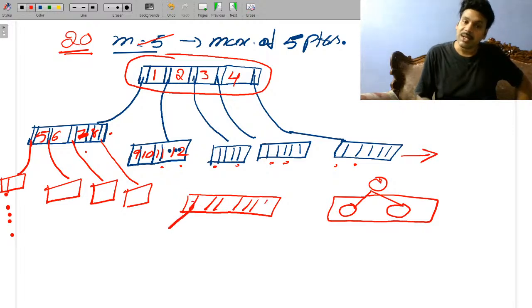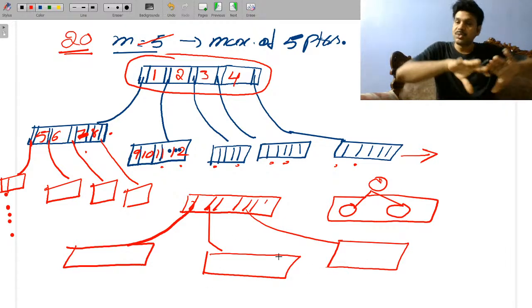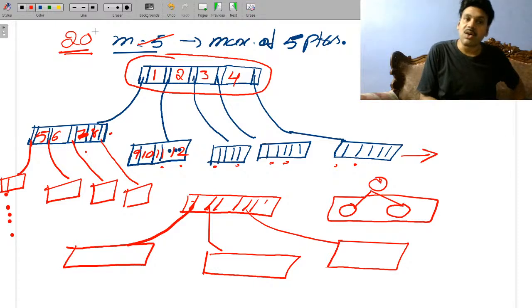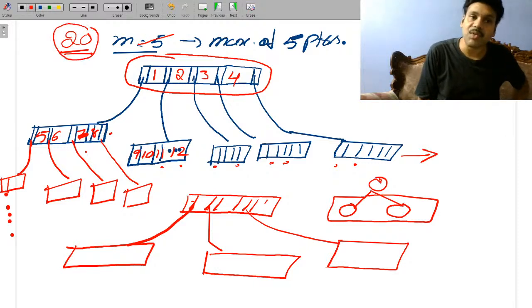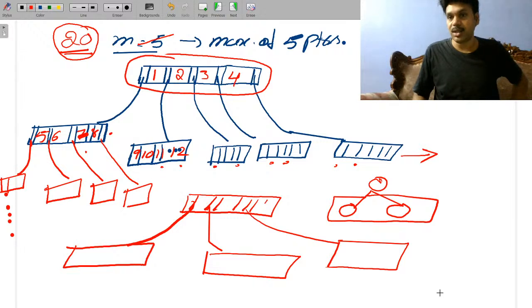Therefore, what happened? This has got 20 pointers here. This has got 20 pointers here. This has got 20 pointers here. So the tree grows like this. It all depends upon your m value. Now you all want to know how to calculate the m value.